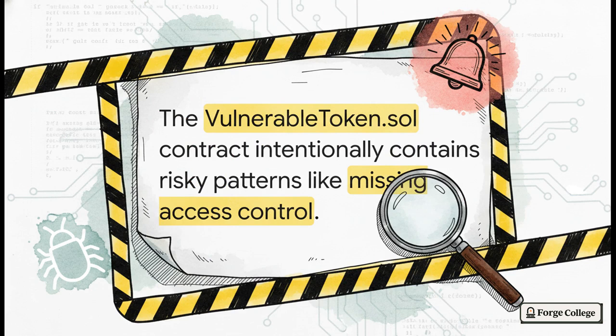VulnerableToken.sol is this compact little sample contract we've intentionally packed with some pretty risky patterns. We literally left out access controls on purpose and threw in some storage access patterns that are absolutely known to set off alarms. We want Slither to catch these things so we can see exactly what an automated warning looks like in the wild. It's basically the perfect dummy target.